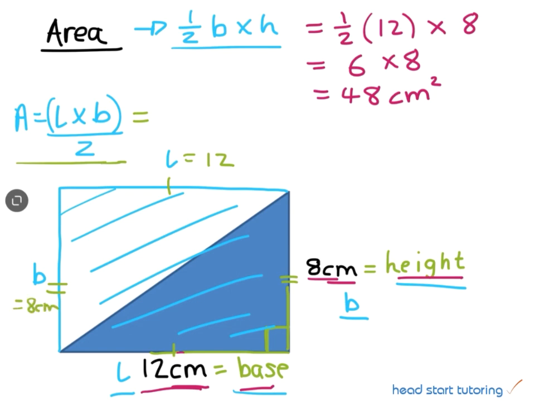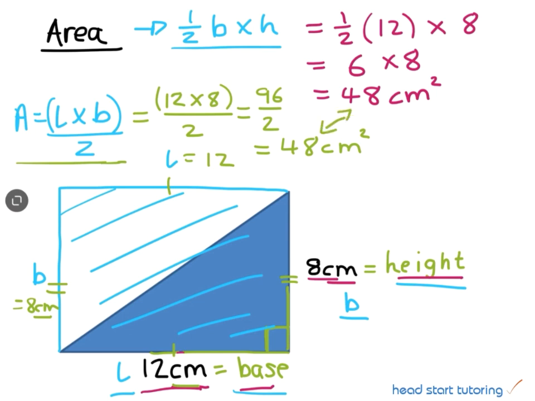So we could have length times breadth, which is 12 multiplied by 8, and we put that over 2, or we divide it by 2, and 12 multiplied by 8 is equal to 96. 96 divided by 2 is equal to 48 centimeters squared, because again we were saying length times breadth, which was centimeters times centimeters. So we have centimeters squared, and as you can see, these answers are exactly the same.